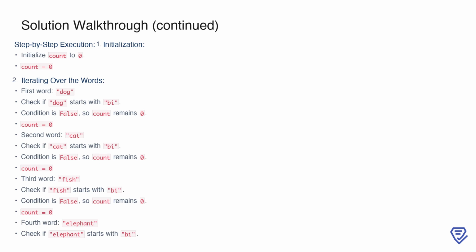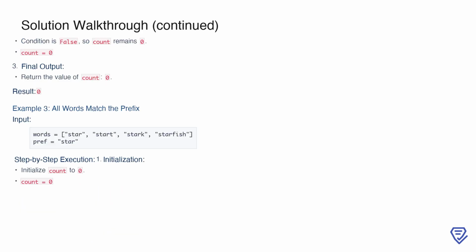Finally, we evaluate the fourth word, elephant, to see if it starts with the prefix "by". Once again, the condition evaluates to false for elephant, so count remains at 0. Having checked all the words in the list, we can now return the value of count, which is 0. This result indicates that none of the words in the list start with the prefix "by".